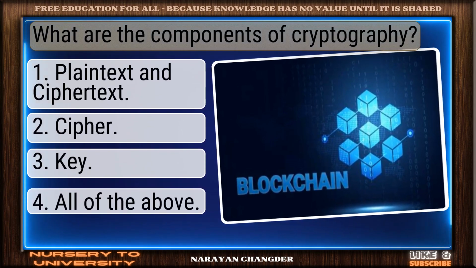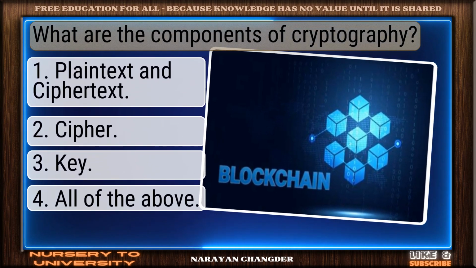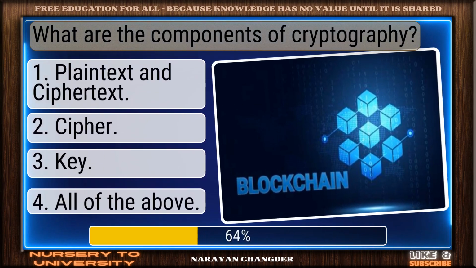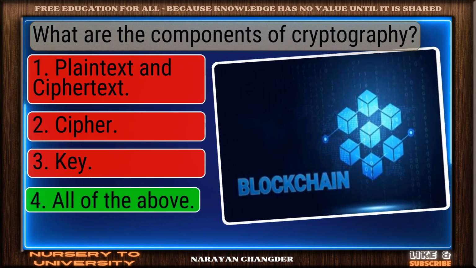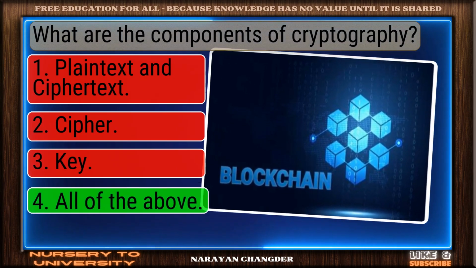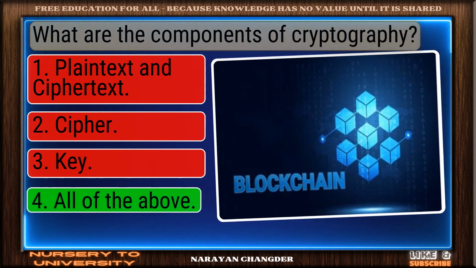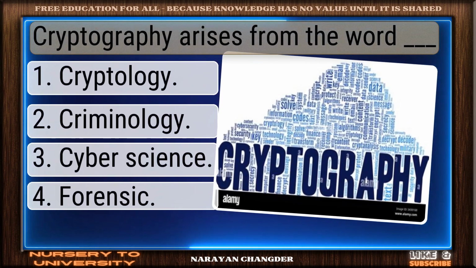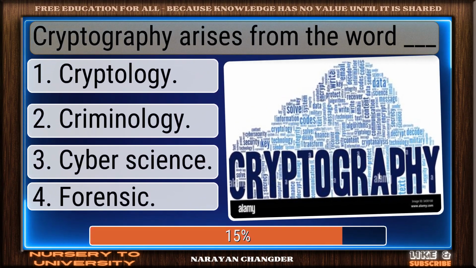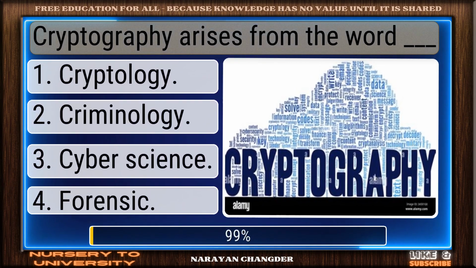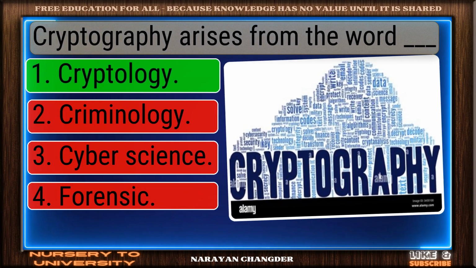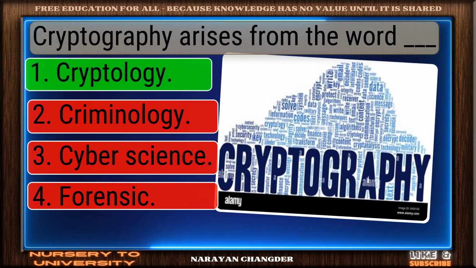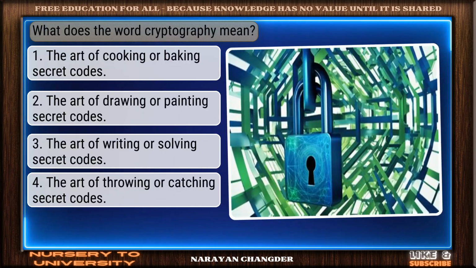Question number 64. What are the components of cryptography? Solid response. All of the above is a valid choice. Question number 65. Cryptography arises from the word dash. Exactly. Cryptology makes sense and it is the right choice.